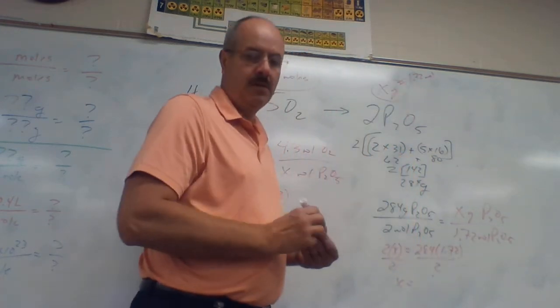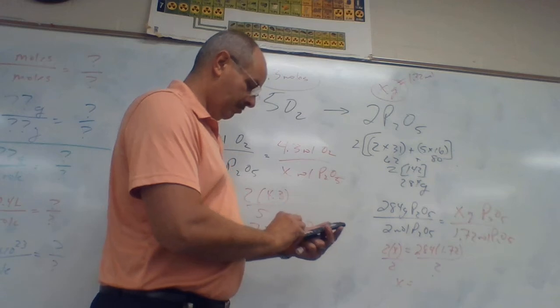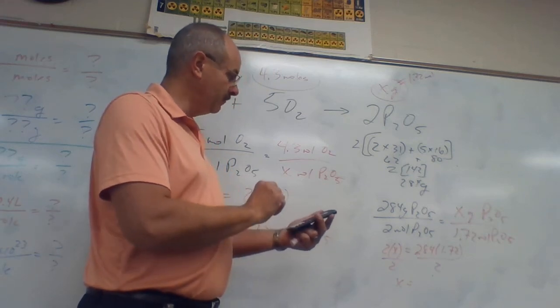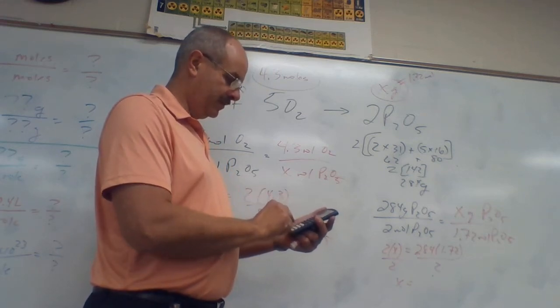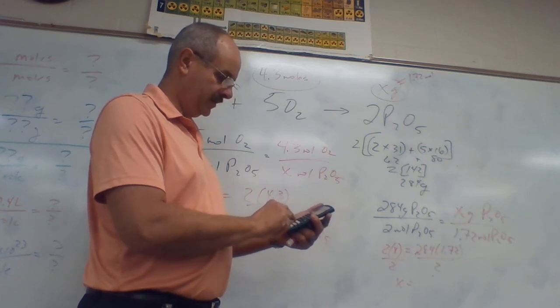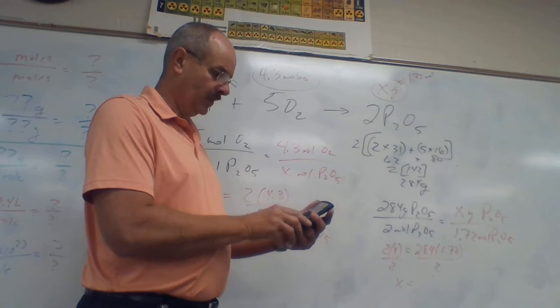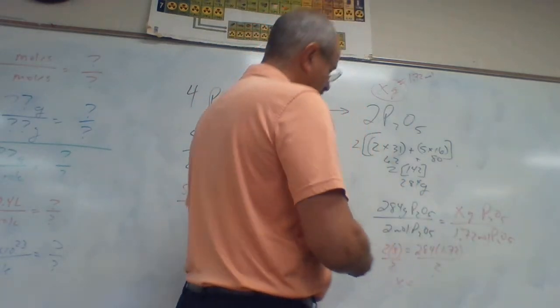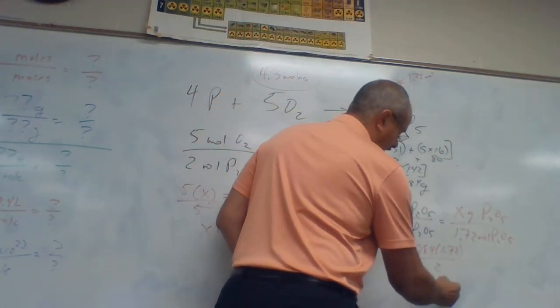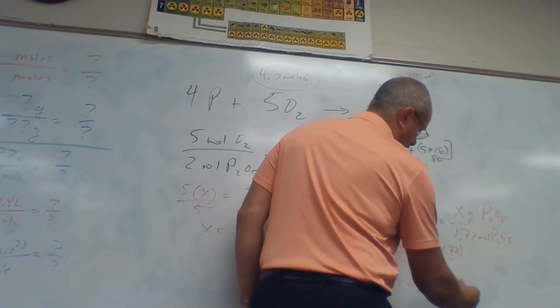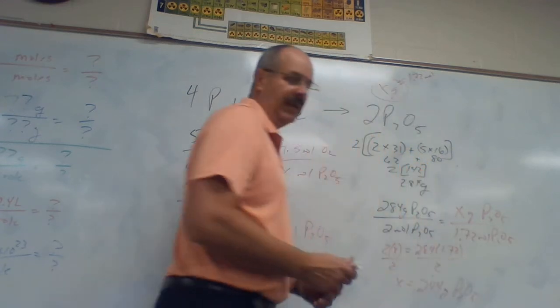X is the equal. So let me do this. Clear. We get 284 times 1.72 and divided by 2 is 244. So X is 244, and that was grams of P2O5. And that was what they were asking for, because they were looking for grams of this.